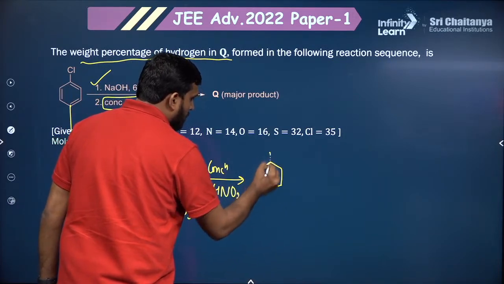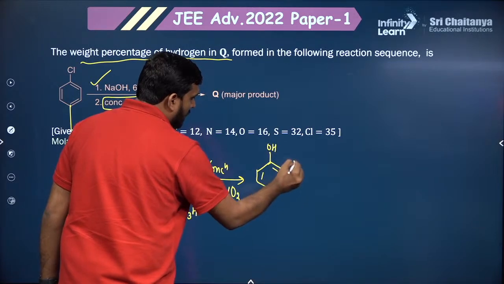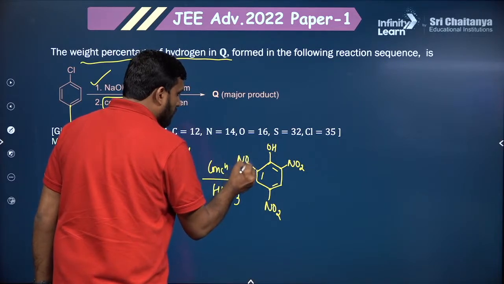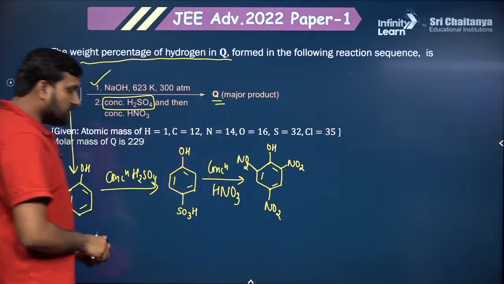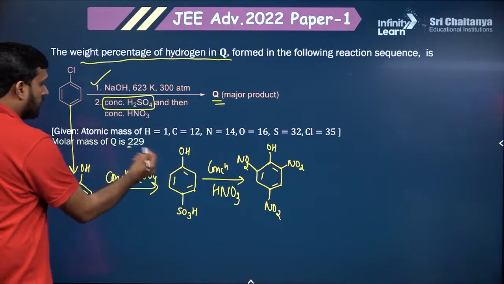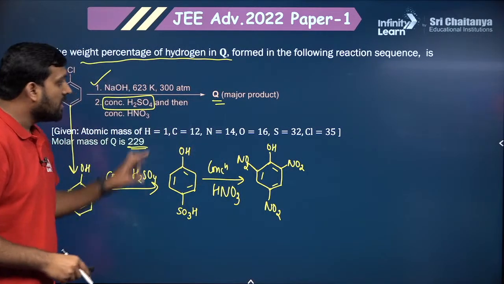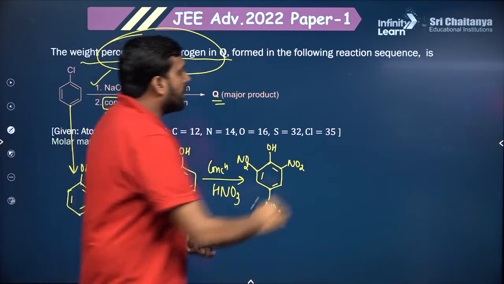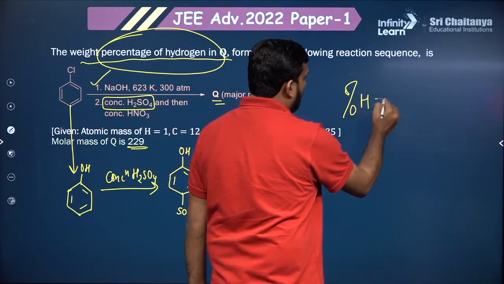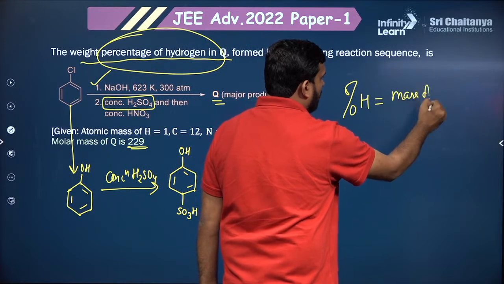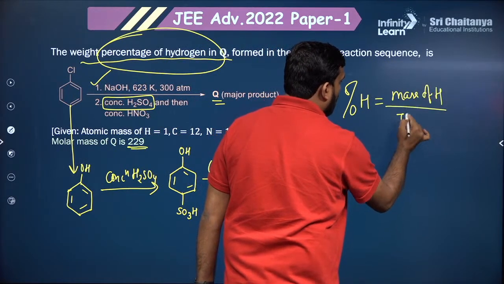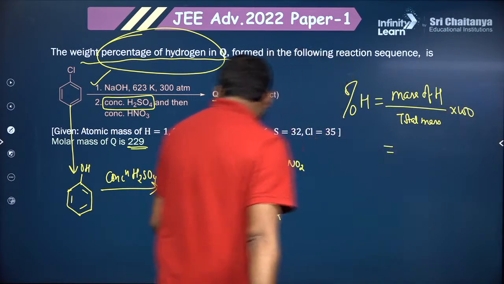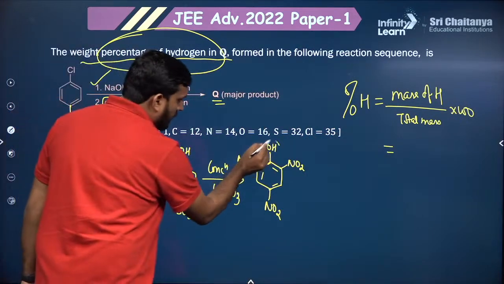Okay, so you will get this as a product here: OH, and then NO2, NO2, and NO2. So this is formed as product Q. Just remember one thing, this is not given in the question. I know that this is the product, so I have written it here just for faster calculation. They are asking for the percentage of hydrogen in Q. So the percentage of hydrogen will be the mass of hydrogen present in the compound upon the total mass, that is the molar mass, into 100.